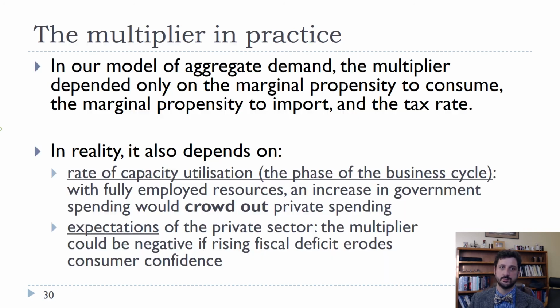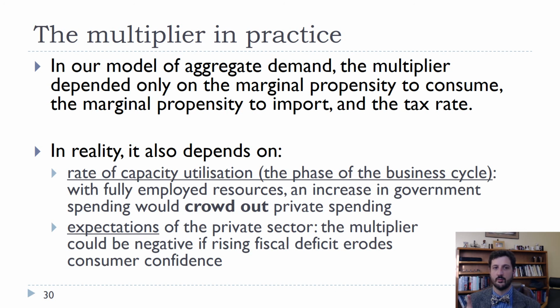Like we talked about with Greece, with Spain, with Italy, where they practiced austerity, they cut government spending, and GDP got even worse. So in practice, the multiplier depends on the marginal propensity to consume, the marginal propensity to import, and the tax rate, in our little model. But in reality, it's going to depend on a lot of other things too, right?